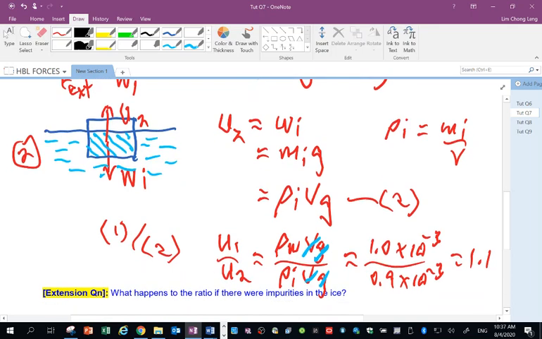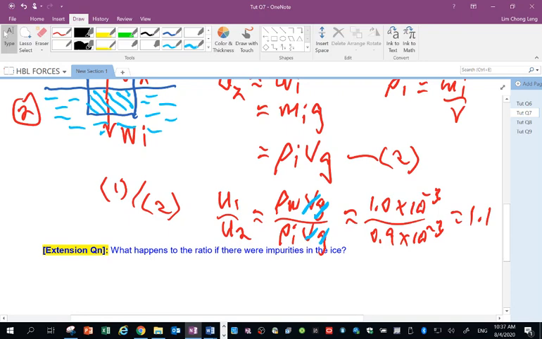Now there's an extension question. What happens to the ratio if there were impurities in the ice? So if there's impurity, I would expect rho I to be higher than before. So if rho I is higher than before, the ratio will be smaller than before because density of ice is at the denominator. So I would expect this ratio to be less than 1.1. So the ratio will decrease.